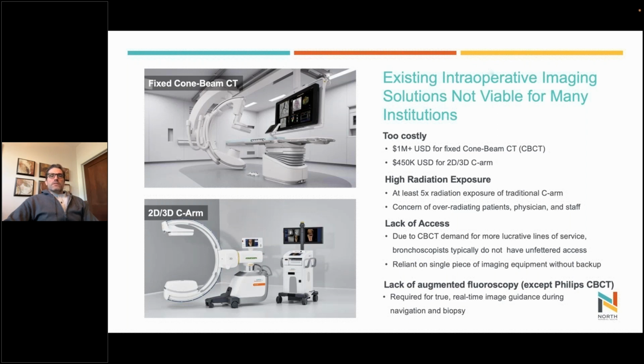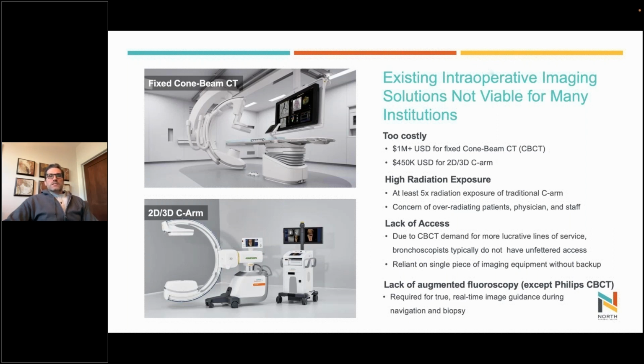In addition to that, these imaging platforms have additional radiation exposure compared to just a C-arm. There are concerns of overradiating our patients, but really overradiating ourselves and especially our staff who are exposed to extra radiation.